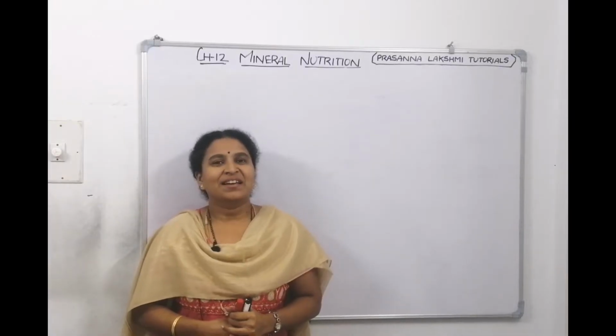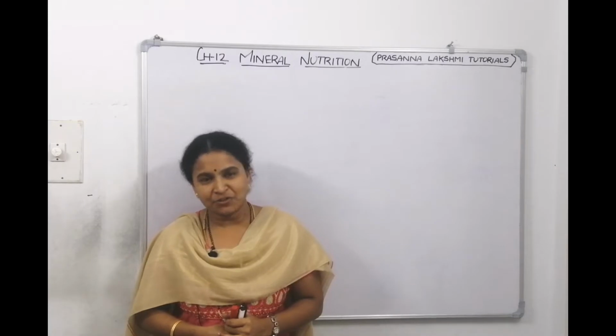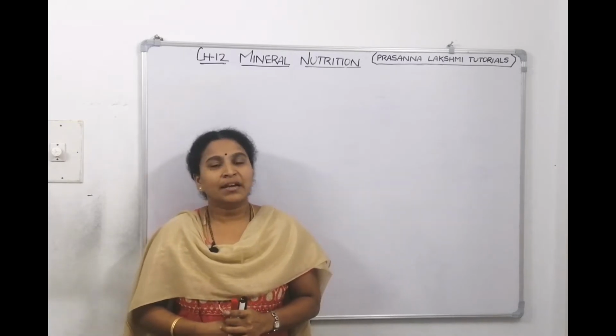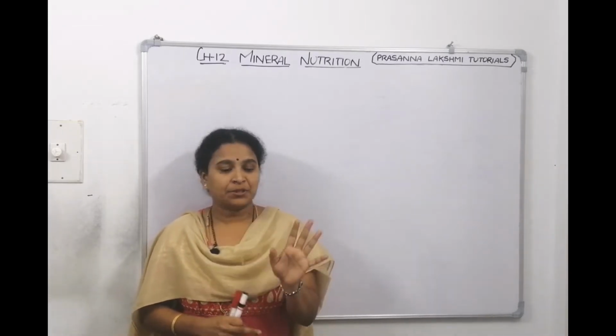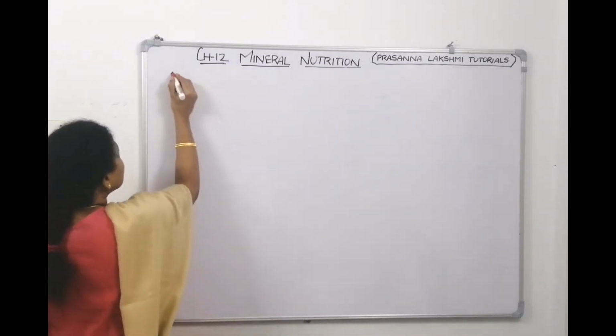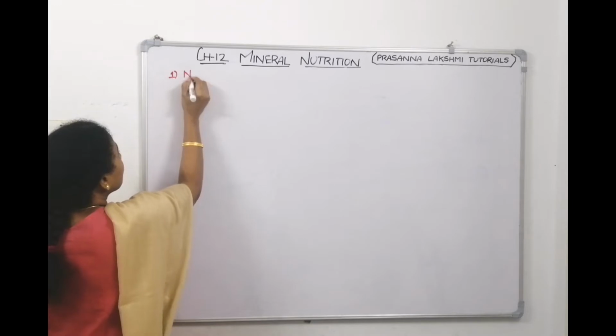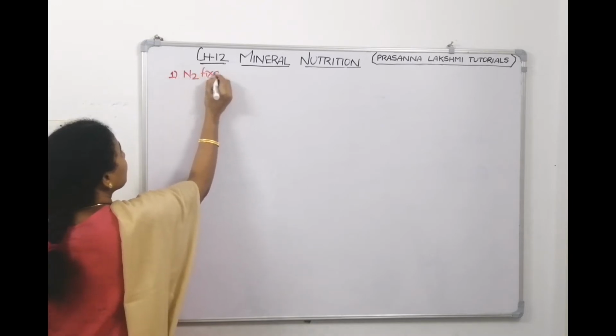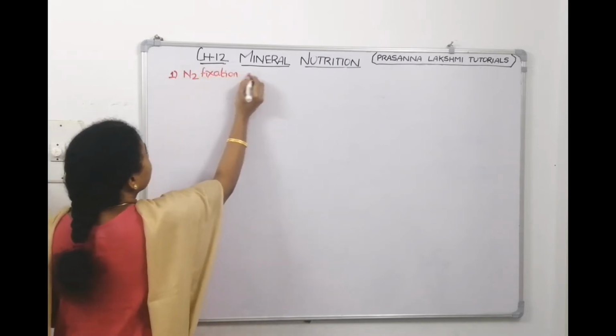Welcome everyone. In the previous lecture, we started the nitrogen cycle, right? The nitrogen cycle has 5 basic steps. What are the 5 basic steps of the nitrogen cycle? Come on, tell me. What is the first step called? It is called nitrogen fixation. This is the first step of the cycle.